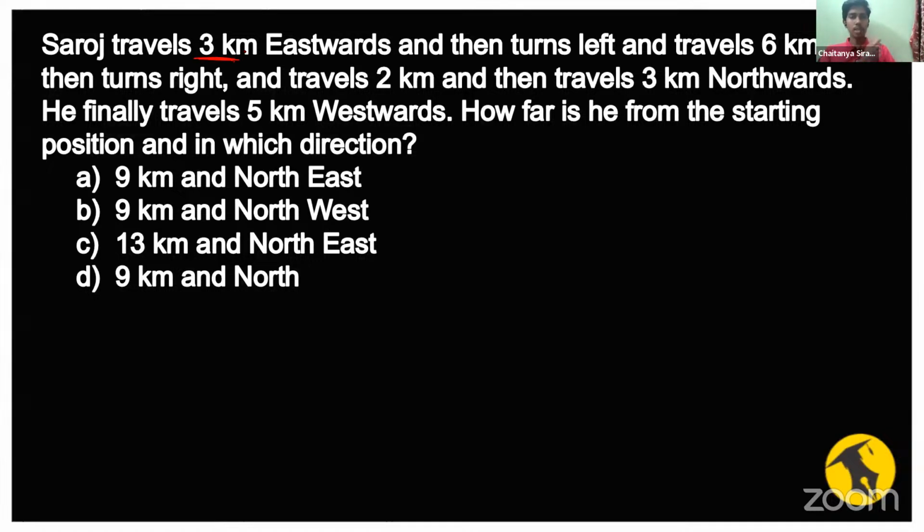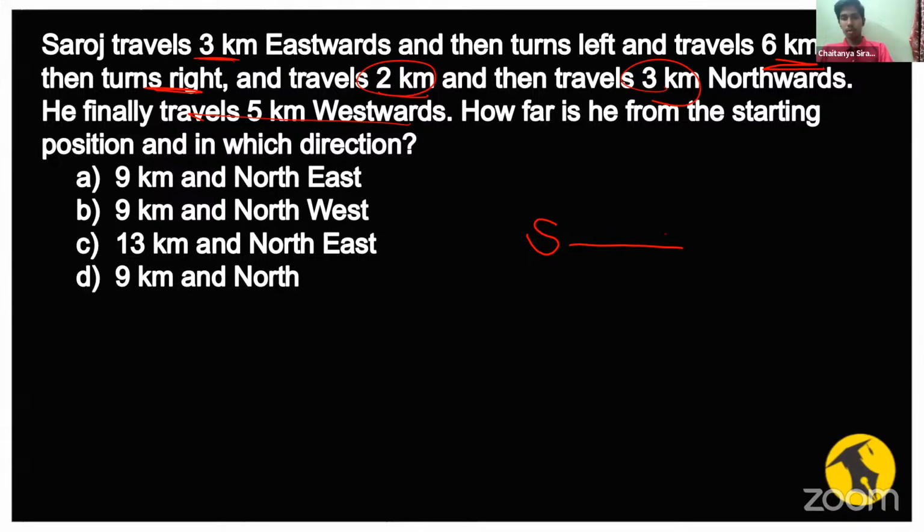Saroj travels 3 kilometers eastwards and then turns left and travels 6 kilometers. He then turns right and travels 2 kilometers. Well, I'll rather trace it down than reading. So let's say Saroj was starting at this point. She traveled 3 kilometers towards east, then took a left turn.